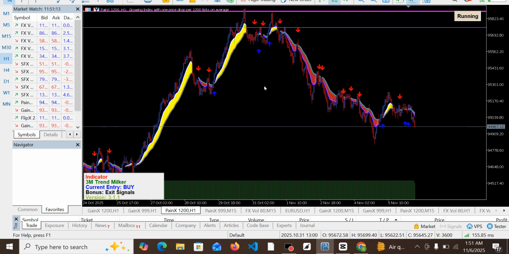So the only thing about this strategy is that you need to be patient, very, very patient, because you might not get the signal on time. But it pays when you jump into the trade at the right time.